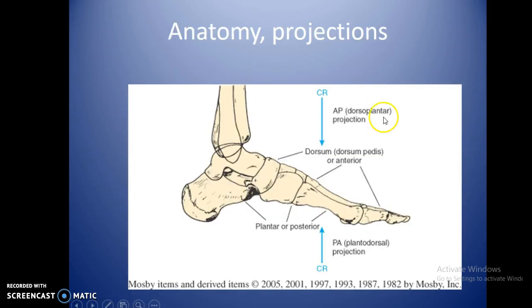Anatomy projections, so the AP is going to be a dorsoplantar. That means it's going to the dorsum side, exiting towards the plantar or the bottom portion of the foot. Typically, with our laterals, we will do them medial-lateral, but in certain cases when you're doing weight bearing, it will be lateral-medial in terms of the projection.